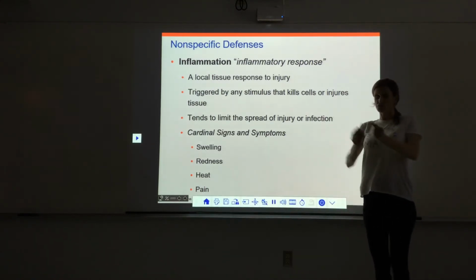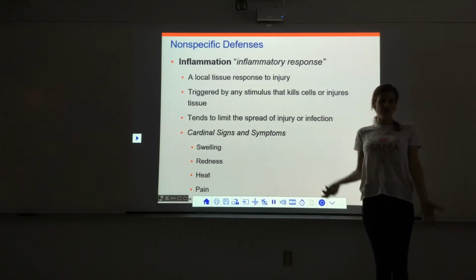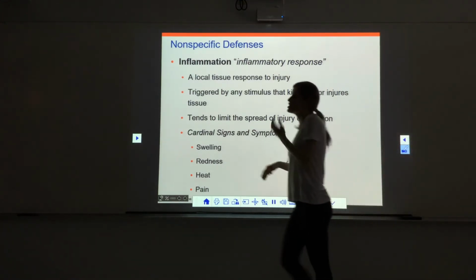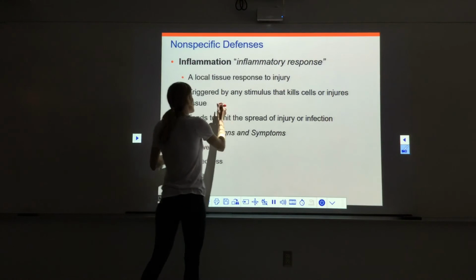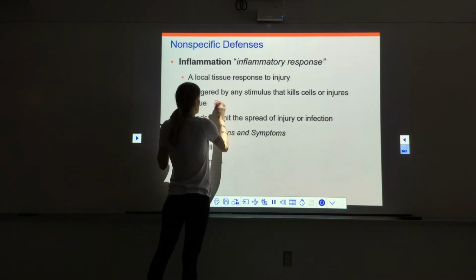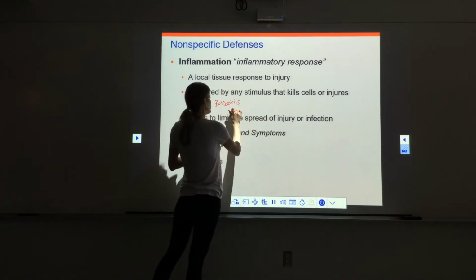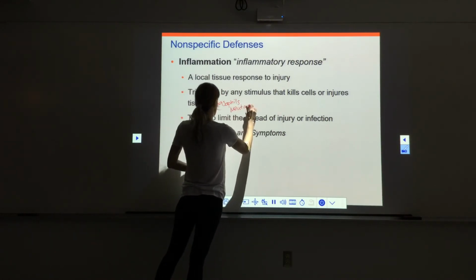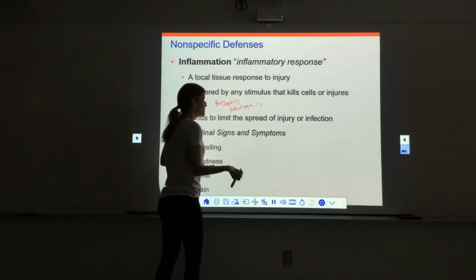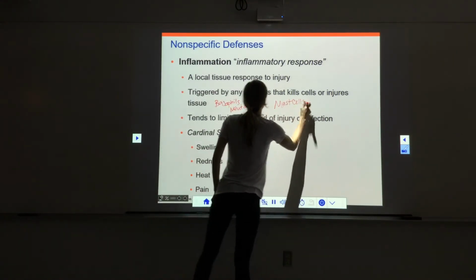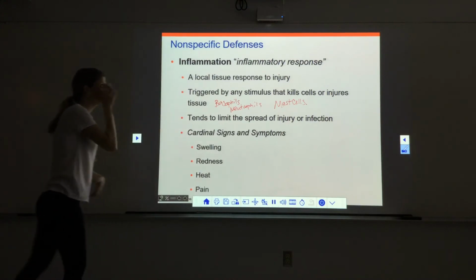Again, killing your cells releases all their components, that stimulates inflammation. Anytime you're injuring tissues, that stimulates inflammation. During infection, when we have basophils, they stimulate inflammation. We said neutrophils stimulate inflammation. Mast cells are really important for stimulating inflammation.